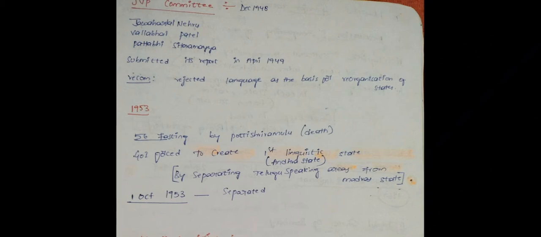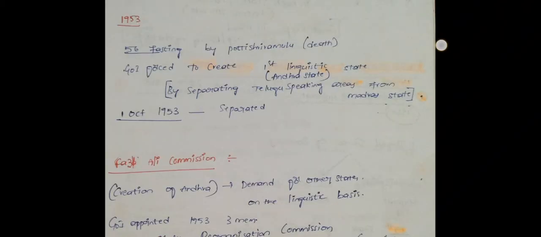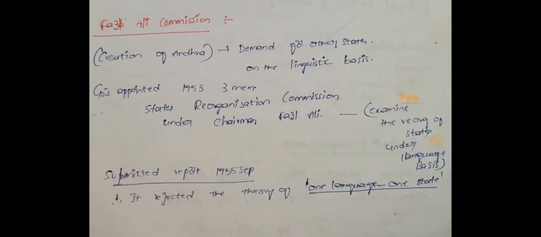In 1952, Potti Sriramulu, a Congress person, died after a 56-day hunger strike for a separate Andhra state. That is why in October 1953, the Government of India was forced to create the first linguistic state, the Andhra state, by separating the Telugu-speaking areas from the Madras state. After the creation of Andhra state on the basis of the linguistic factor, there were many demands from other states on a linguistic basis.